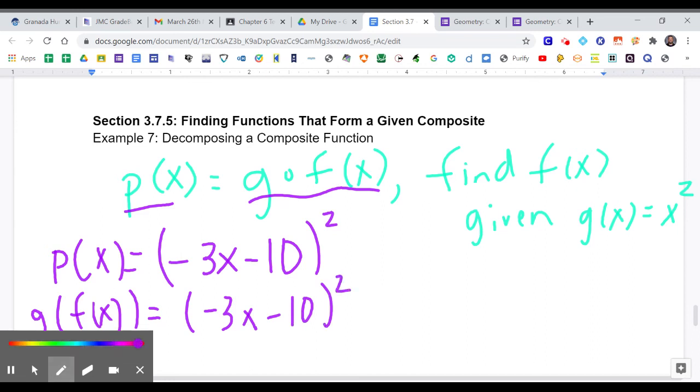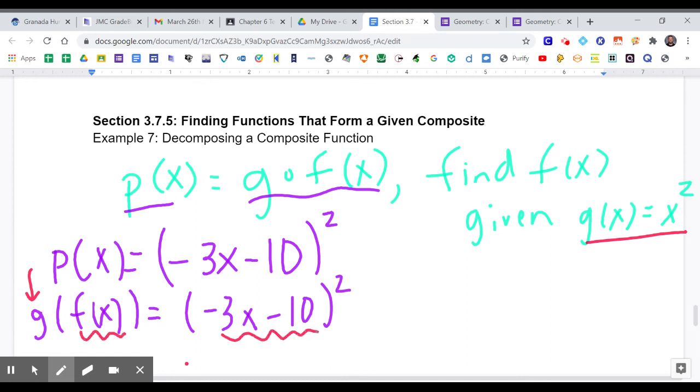Okay, so we already know that this g right here is x squared. So that's kind of good. So we're saying that this f of x is everything within our squared, right? So that means that f of x is going to be what we're squaring, and so that's going to be negative 3x minus 10, right?